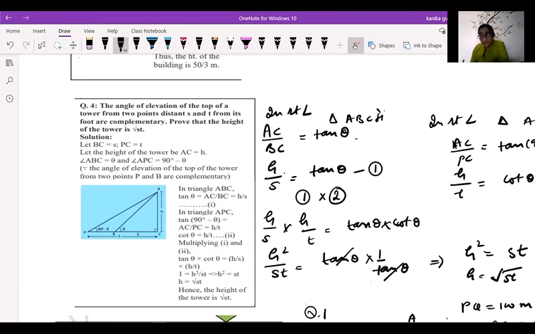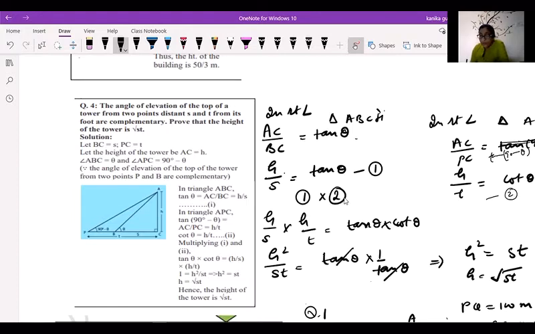Now you take the next right angle triangle, right angle triangle APC. Now in this right angle triangle, perpendicular AC over PC, perpendicular upon base, is equal to tangent of 90 minus theta. Now AC is given to you as H, and PC is equal to T. Tangent of 90 minus theta is equal to cot of theta. You can write here tangent of 90 minus theta. So you get H over T is equal to cot theta, name it 2.